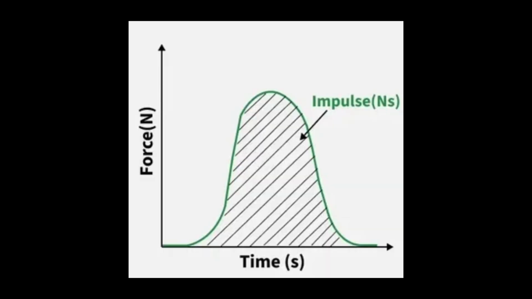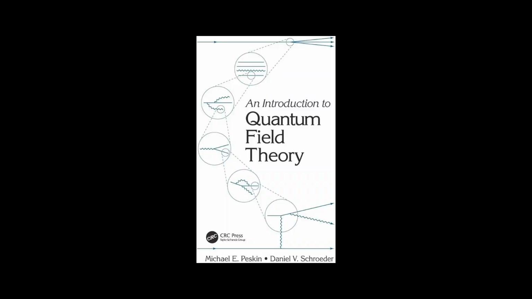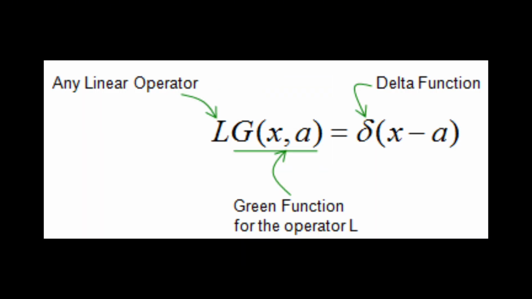Some examples include modeling impulse, which is like a force acting over a small time interval, describing the position of quantum particles, which are described by position eigenstates, and God forbid you study quantum field theory, because it appears in Green's functions.